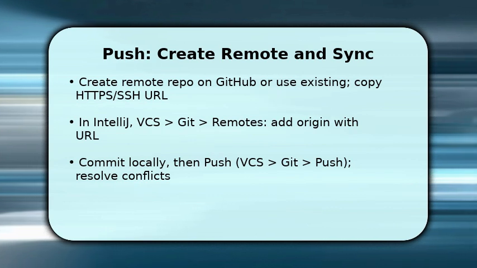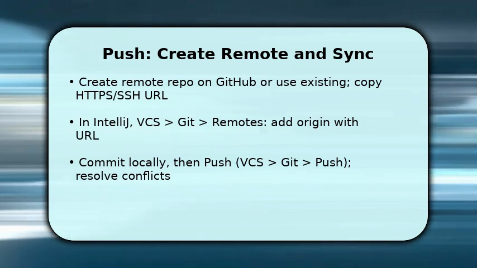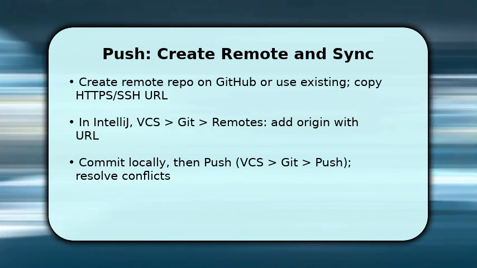Make staged commits with the commit tool window, describing changes clearly. When ready, use VCS, Git, Push to upload your branch. If the push rejects, fetch and merge remote changes first, then resolve any conflicts in the editor before pushing again.